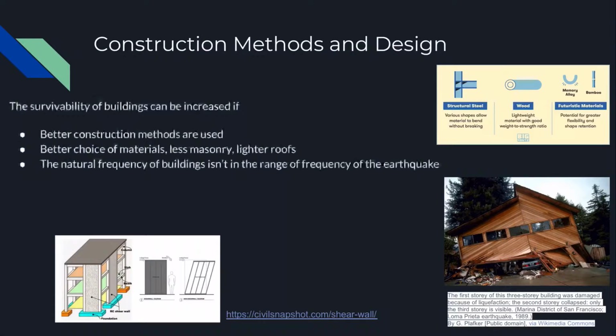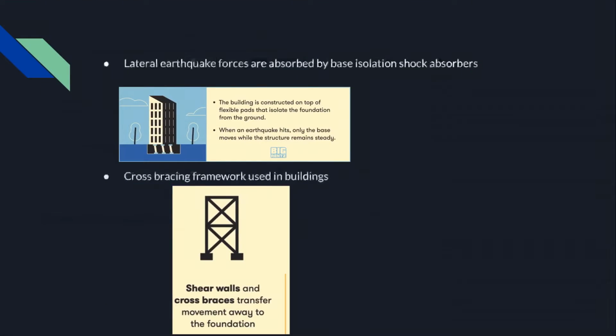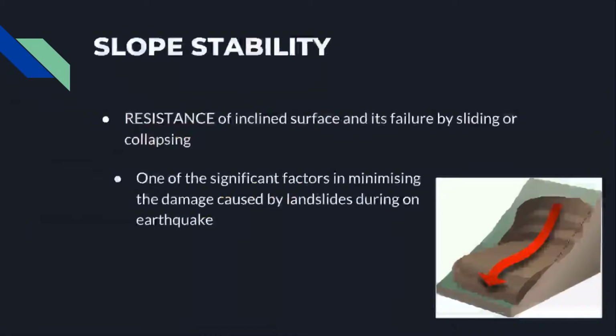the earthquake's frequencies. Specific earthquake impact reduction methods can also be used, and these include the use of shear walls withstanding lateral forces and seismic loading, the additional use of isolation shock absorbers, or cross-bracing frameworks, which can transfer movement away towards the foundations. Slope stability.